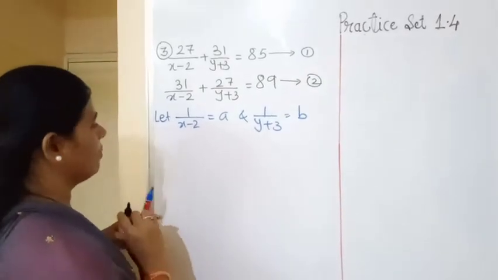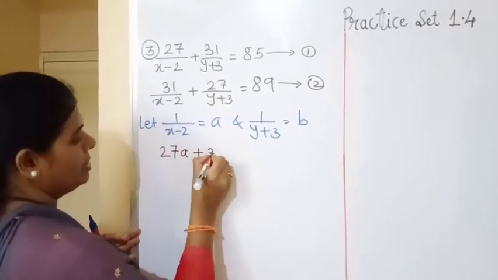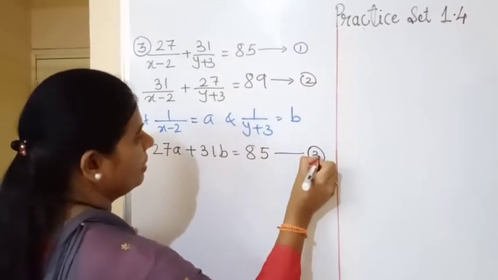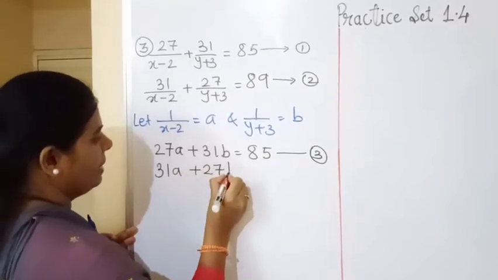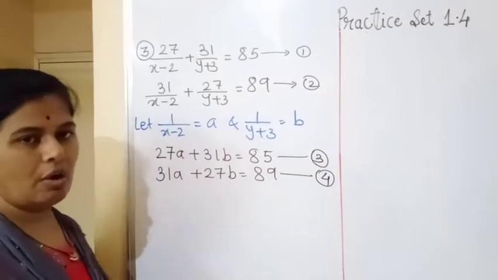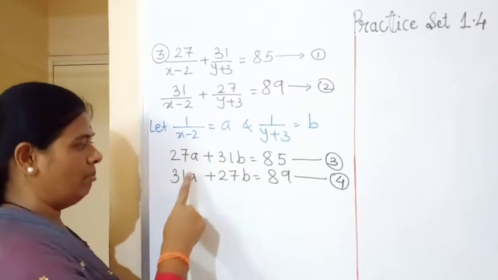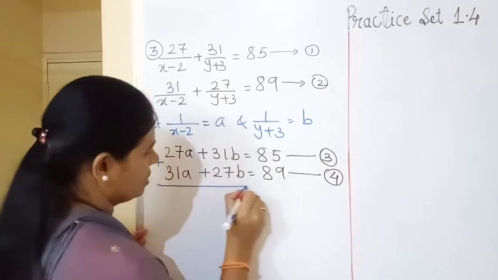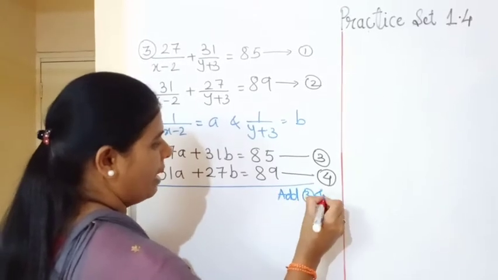So after substituting, what we get is the first equation 27a plus 31b equal to 85. This is our equation number 3. Next is 31a plus 27b equal to 89. This is equation number 4. Now I think it is clear in front of you: 27a, 27b, 31b, 31a. So what do we have to do here now? We have to add both the equations. Same method we have to follow, just like in 1.1. So add 3 and 4.